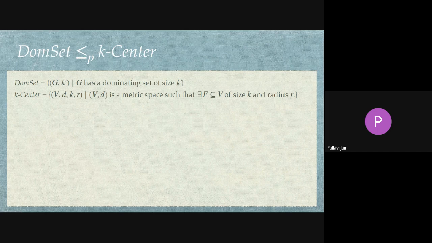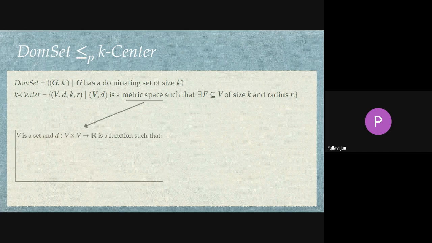So what is a metric space? A metric space is simply an ordered pair of 2 elements. The first element V is actually a set, and d we can call the distance. It is just a function from V cross V to R, such that the following properties are satisfied. d of x comma x equals 0, d of x comma y when x is not equal to y is greater than 0, and d of x comma y equals d of y comma x.